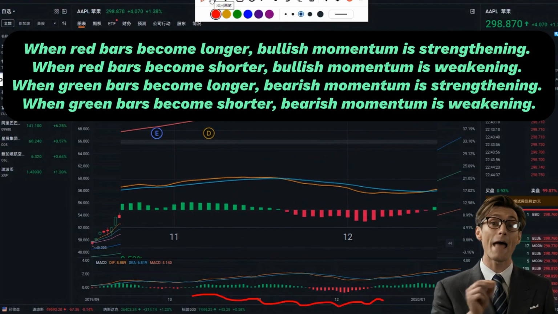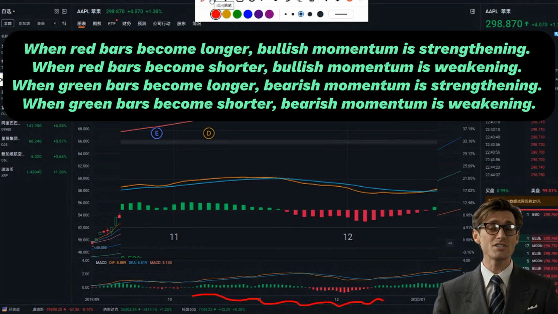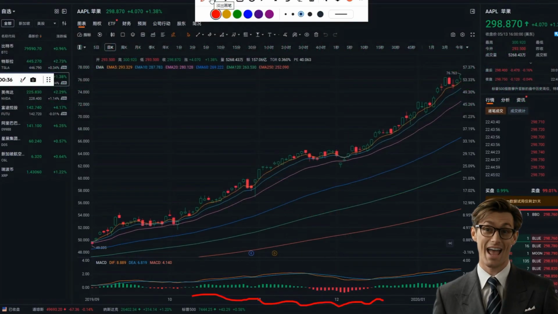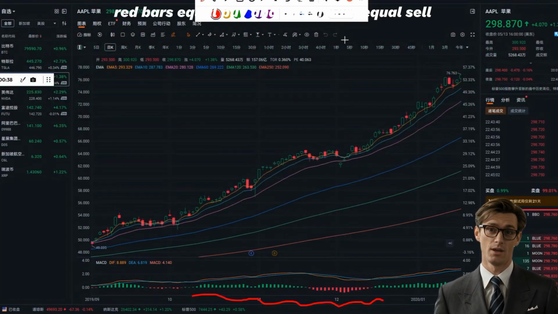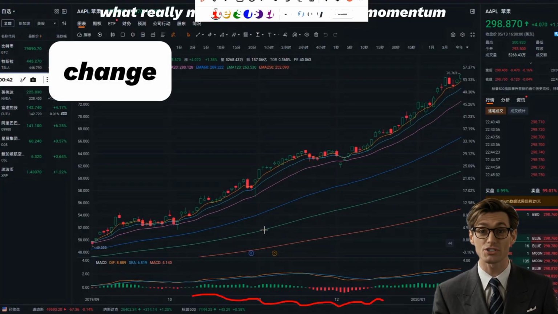When red bars become longer, bullish momentum is strengthening. When red bars become shorter, bullish momentum is weakening. When green bars become longer, bearish momentum is strengthening. When green bars become shorter, bearish momentum is weakening. But this does not mean red bars equal buy and green bars equal sell. What really matters is the change in momentum.